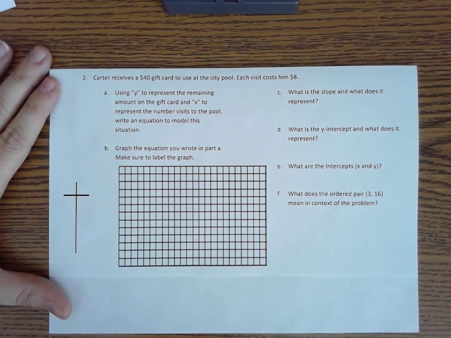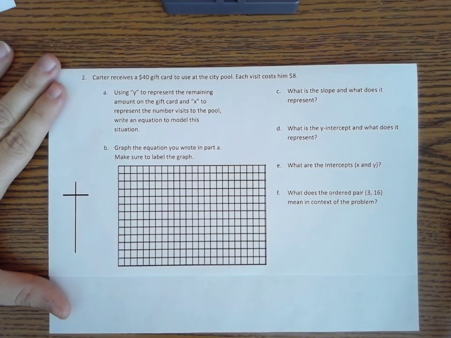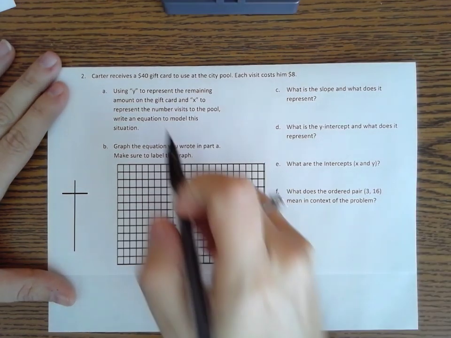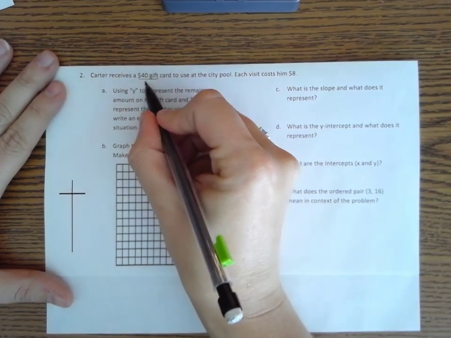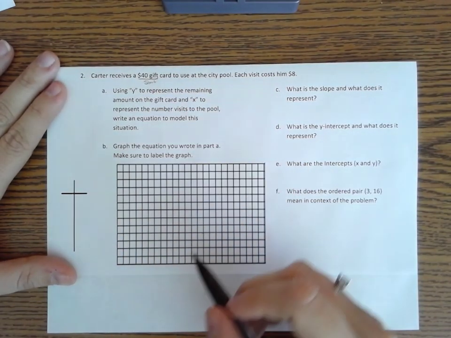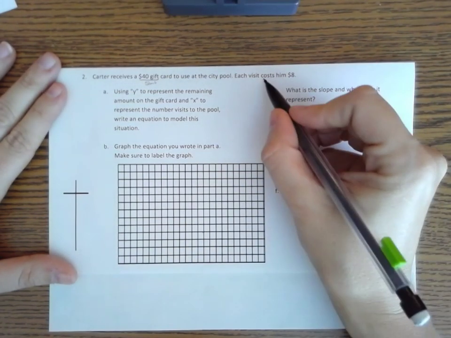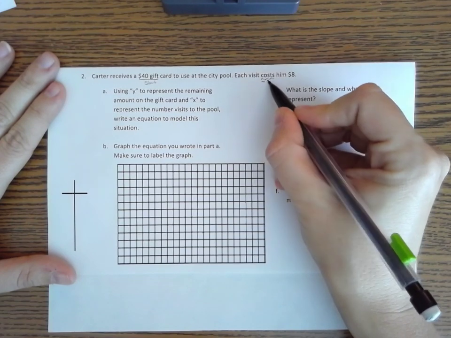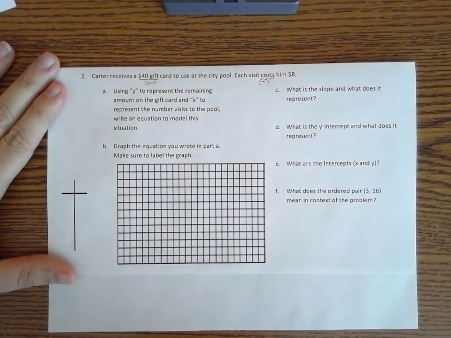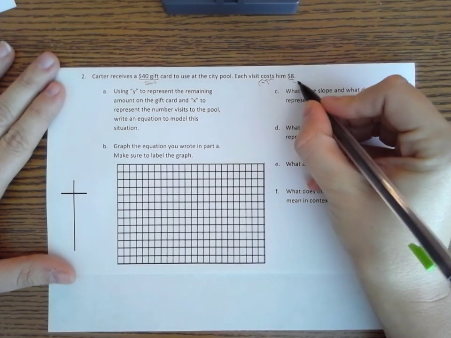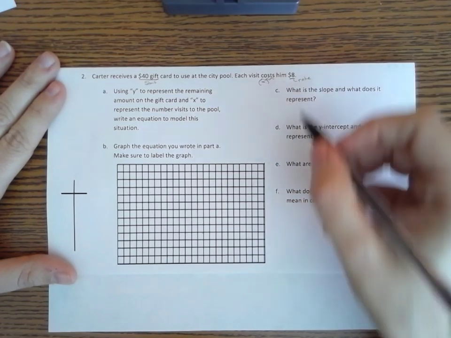So number 2 says Carter receives a $40 gift card to use at the city pool. Each visit costs him $8. Okay, so first we're just looking at that problem. Do we know what we start with? Sure, we start with a $40 gift card. So this is what we start with. And every single time that he goes to the pool, it's going to cost him. That means he's going to be losing money. So this is a negative. Well, how much is he going to lose every single time he goes? $8. So that is going to be the rate at which he loses money.